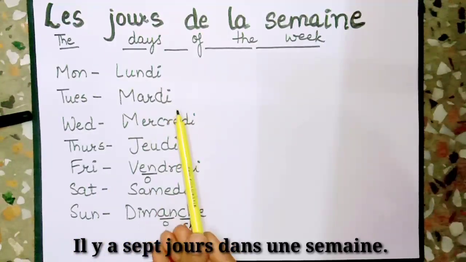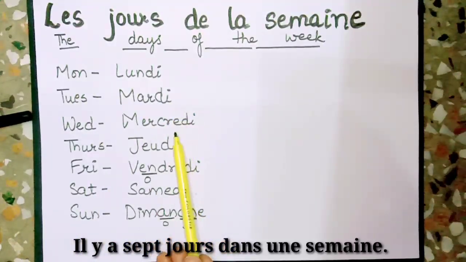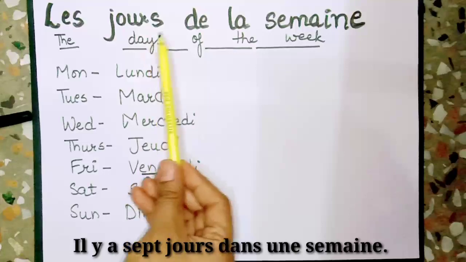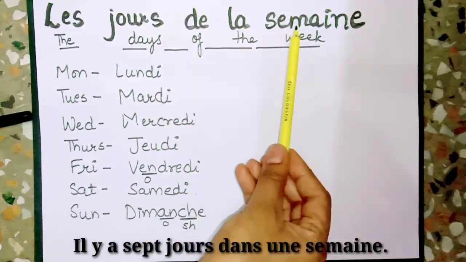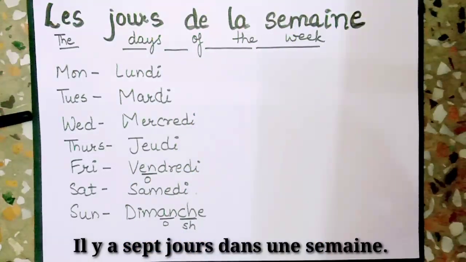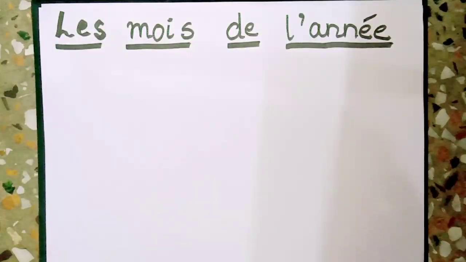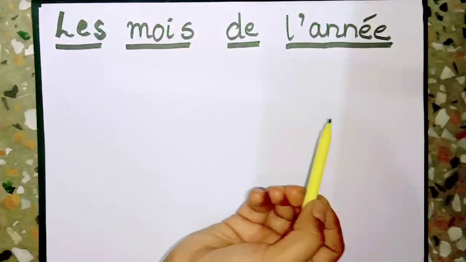Lundi, mardi, mercredi, jeudi, vendredi, samedi, dimanche. Okay, so these are the days of the week, which means les jours de la semaine. Now we will do les mois de l'année.